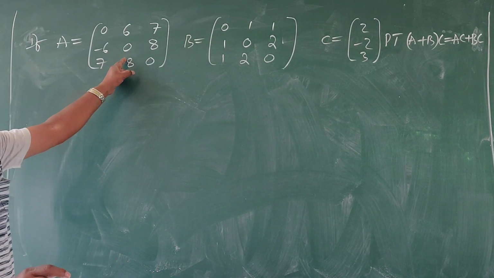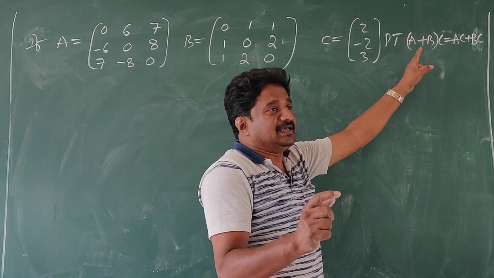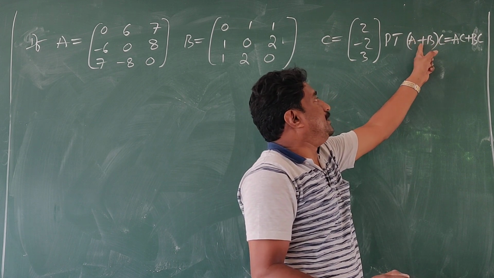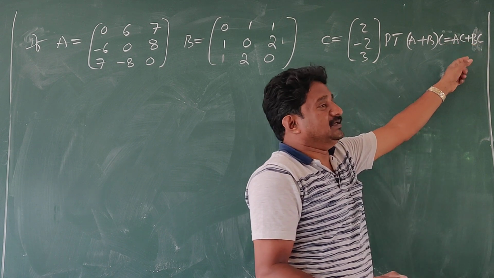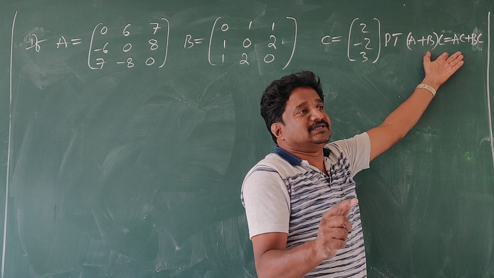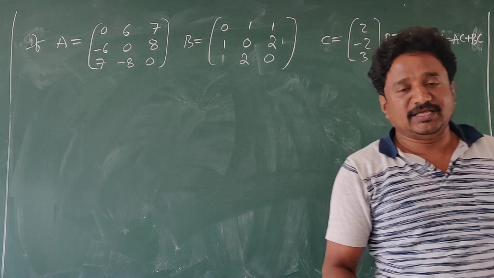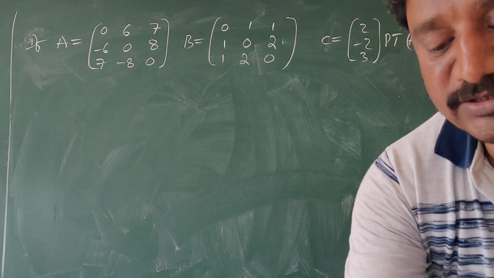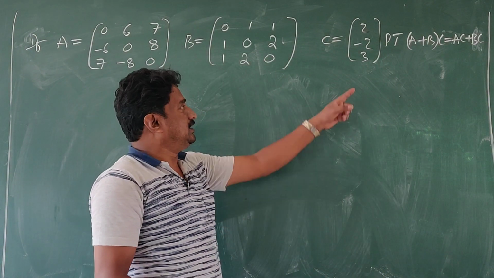Matrix A given, matrix B given, matrix C given, and it is asked to prove that (A + B)C = AC + BC. You observe this rule, students. You have learned this in your high school studies. It is the distributive law, that too the right distributive law.